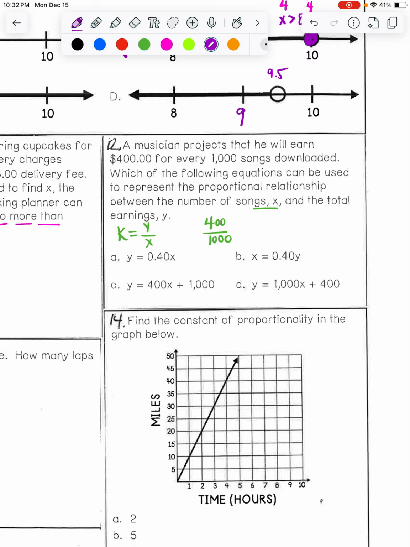The equation for proportional reasoning, y equals kx. That was the equation that we used for direct variation or proportions, proportional relationships. So I know since this is 0.4 or 0.40, the correct answer is A. We're just going to put that k right there. Make sure you're doing that in the right spot.